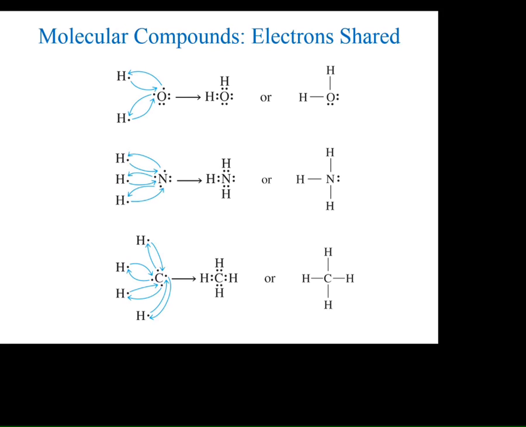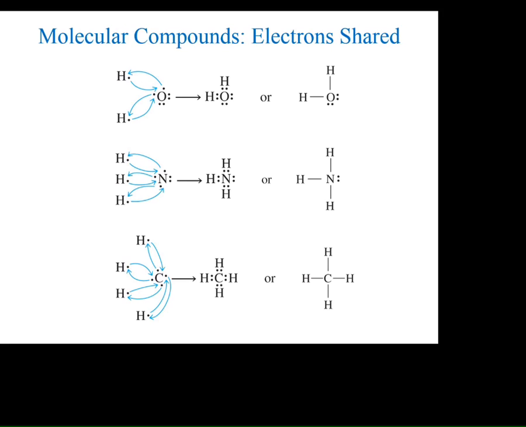This is kind of a longer way of doing this, but I want to show you how you can predict how many bonds an element is going to have in a molecular or covalent compound. Again, this only works for the ones where we're sharing. The molecular compounds are the covalents, not the ionics. You can't predict it with sodium or whatever.